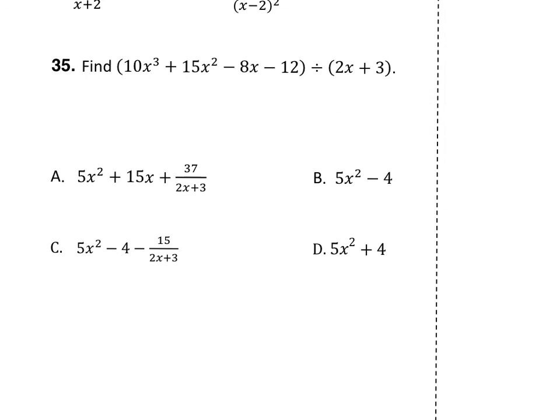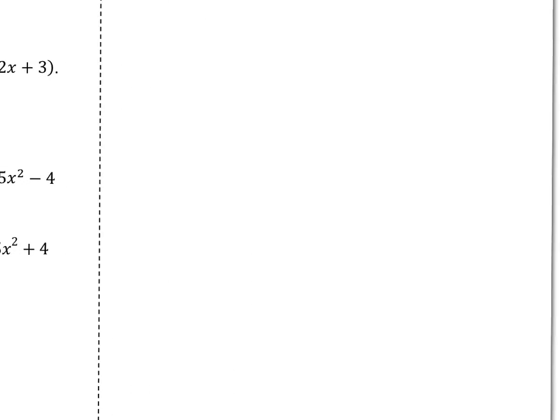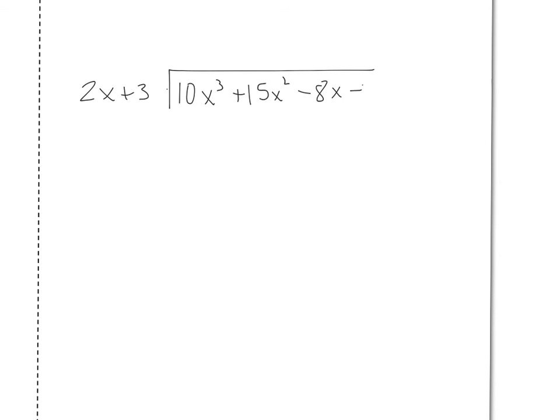Number 35, find 10x cubed plus 15x squared minus 8x minus 12 divided by 2x plus 3. So here I'm actually going to have to use long division. So I'm going to slide right over here. I'm going to use long division. So I have 2x plus 3, and then I have 10x cubed plus 15x squared minus 8x minus 12.